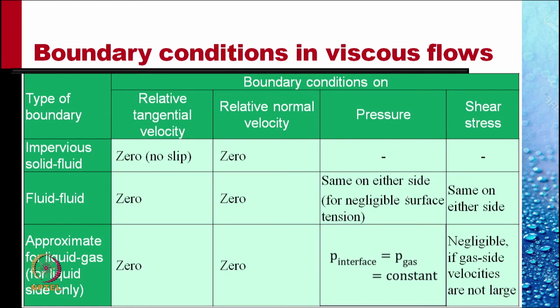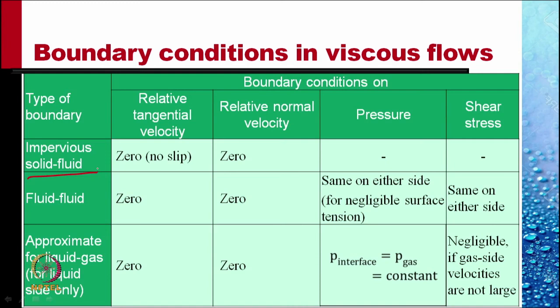We summarize the boundary conditions in a viscous flow by this table. At an impervious solid-fluid boundary, there is no relative tangential velocity, zero slip. There is no relative normal velocity, impervious solid. There are no conditions on pressure and shear stress.